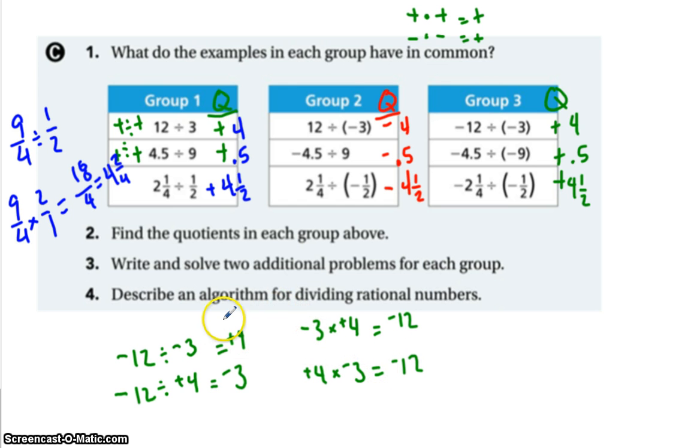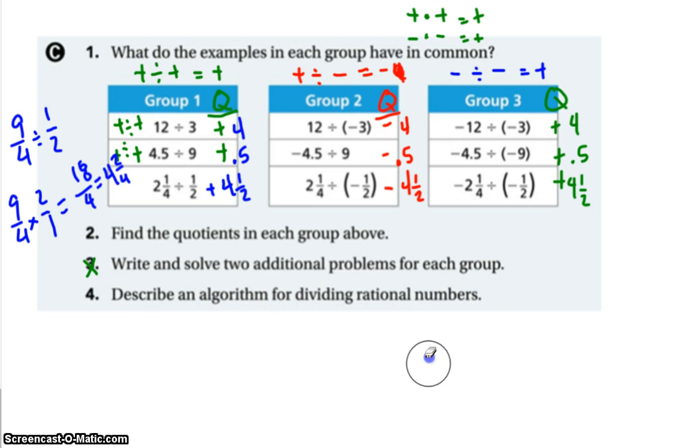Okay. We're going to skip C3. We're not going to write 2 additional facts, but anything in group 1 would be a positive divided by a positive equaling a positive. Anything in group 2 would be a positive divided by a negative, or a negative divided by a positive, equaling a negative. And then in group 3, it would be a negative divided by a negative equals positive. Okay, so our algorithm for dividing rational numbers is going to be very similar to our algorithm when we multiplied.